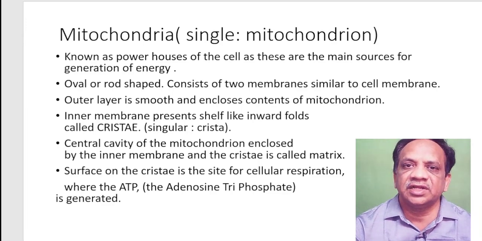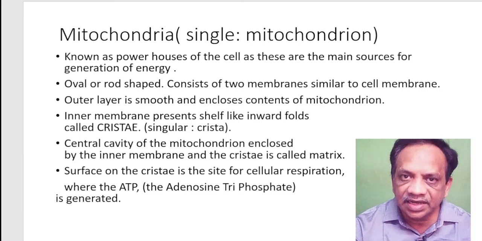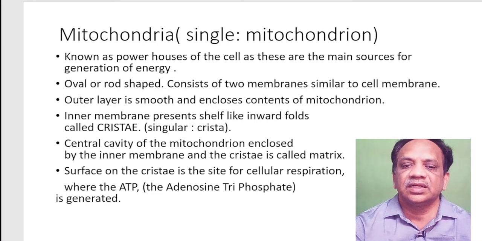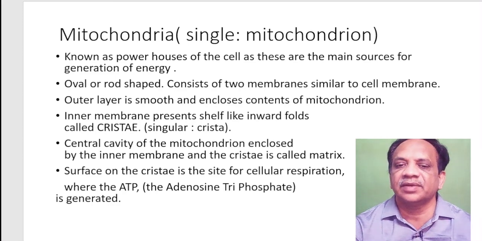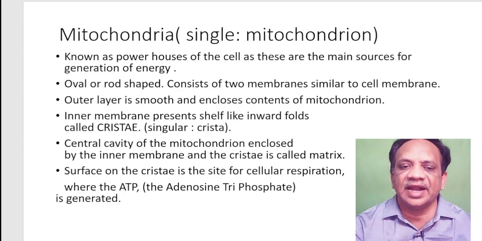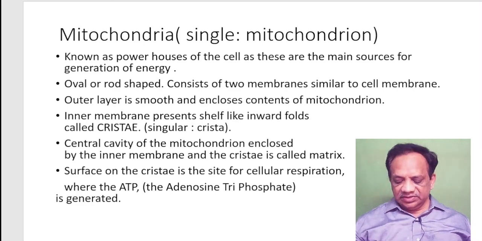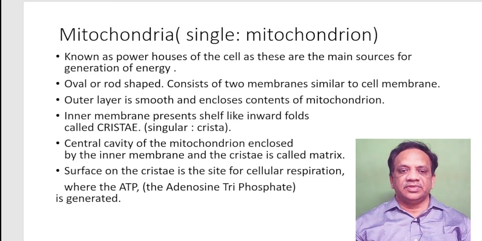The outer layer is very smooth and it covers the contents of the mitochondria, but the inner layer forms shelf-like inward folds called cristae. The central cavity of the mitochondrion that is enclosed by the inner membrane and the cristae is called the matrix. The surface of the cristae is the site for cellular respiration where the ATP is generated. ATP is adenosine triphosphate, which is the power of the cell.